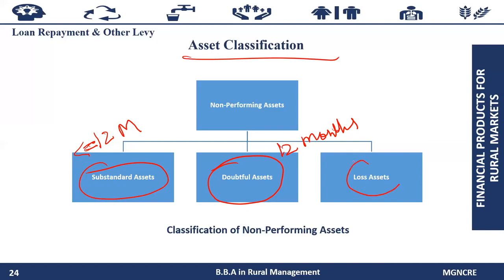Then loss asset. A loss asset is one which the bank or an internal or external auditor identifies as a loss, but the amount has not been written off wholly. Such an asset is considered uncollectible, and its value continues as a bankable asset which is not wanted, though there might be some recovery or salvage value.